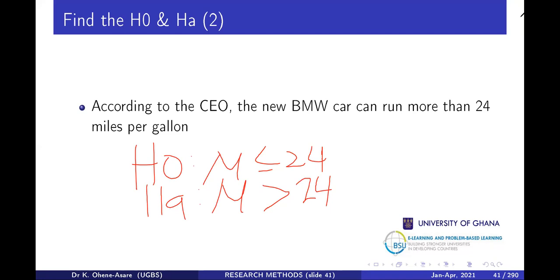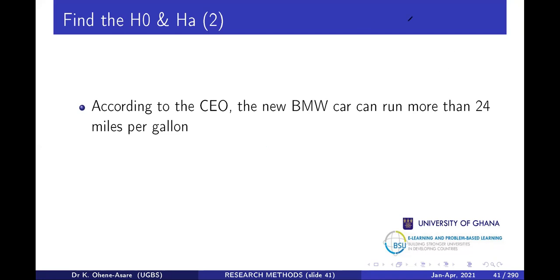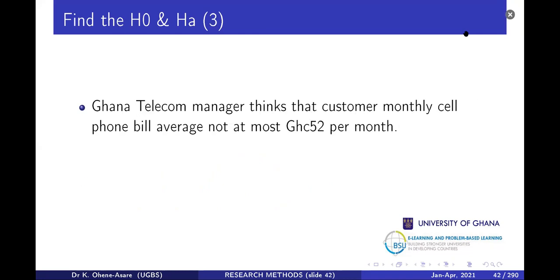Okay. Let's take another example. I believe in examples. Let's take this one. Ghana Telecom manager thinks that customer monthly cell phone bill average is not at most 52 cedis. I want you to write a null and alternative hypothesis. And then you raise your hand and walk us through.